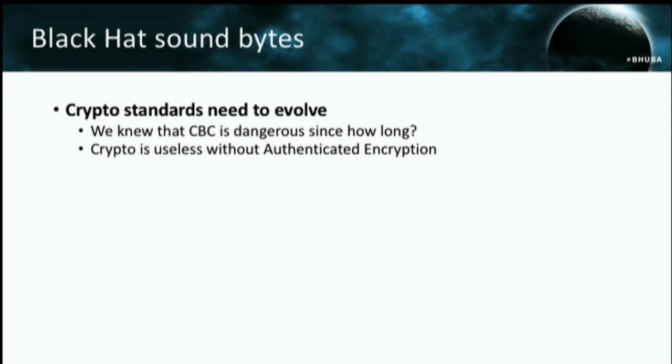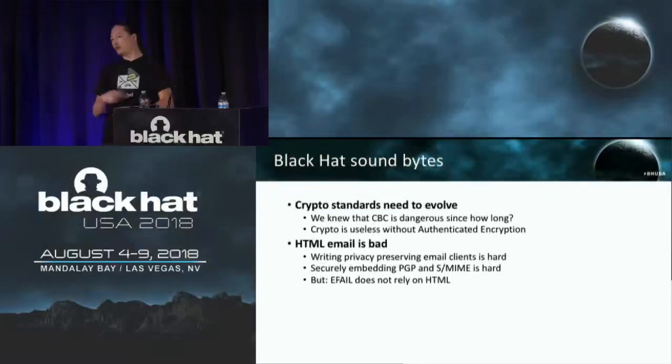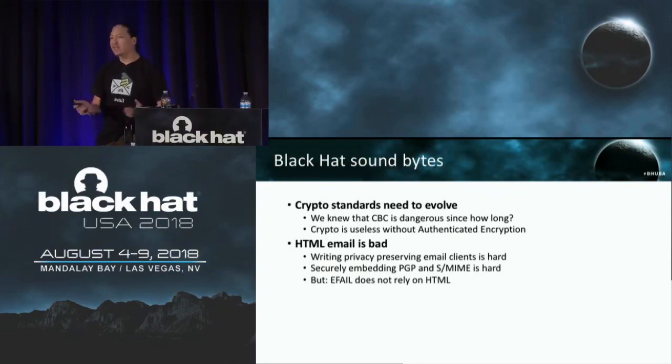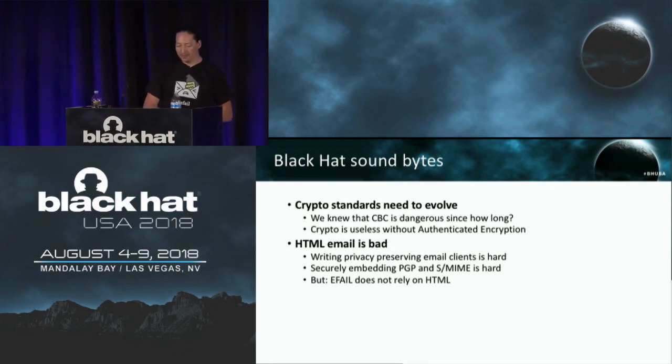And also we saw that, of course, crypto without authenticated encryption is basically useless. And all of you always knew that HTML email sucks. It's really hard, given the power of an HTML engine, to write an email client that does not suck when it comes to privacy. But it's even worse for security. But again, it's important to state: Efail is not some HTML issue. Using malleability gadgets, you could also, for example, create a malicious PDF document that, when opened, exfiltrates the plaintext. It basically works for all file types that can potentially phone home. But it's easiest to do with HTML.